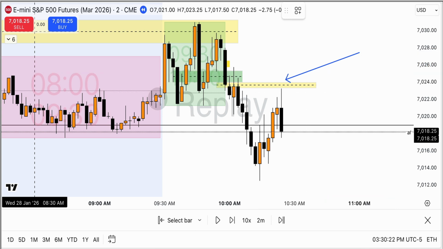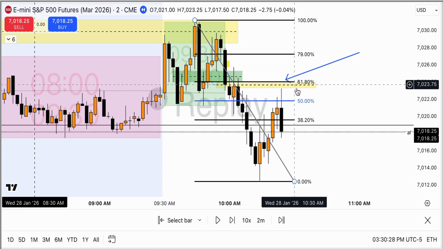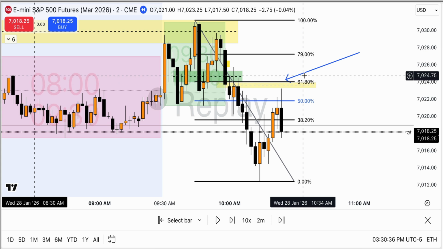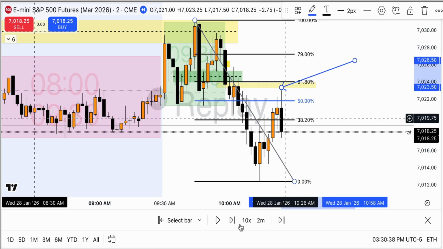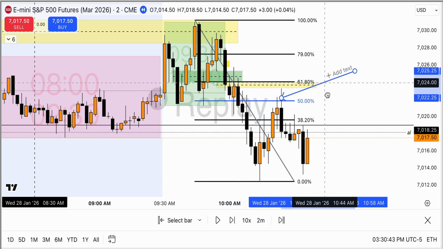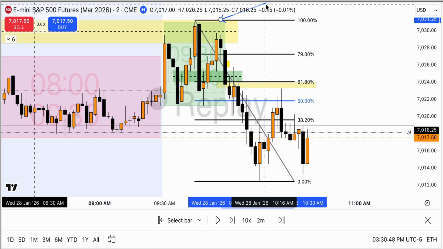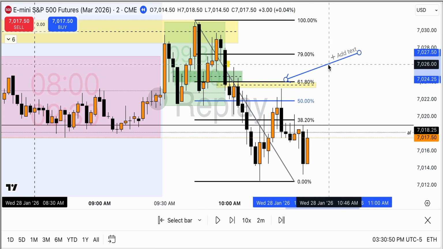So if we draw a fib from this high to this low, we have the 60 fib. Yes, I say 60, 30, but you know what I mean. So that overlaps. We get a tap in, and if we run this a little bit, we get a small pullback. Could have entered there or there. Stop loss above here initially, and then you move your stop loss down here.